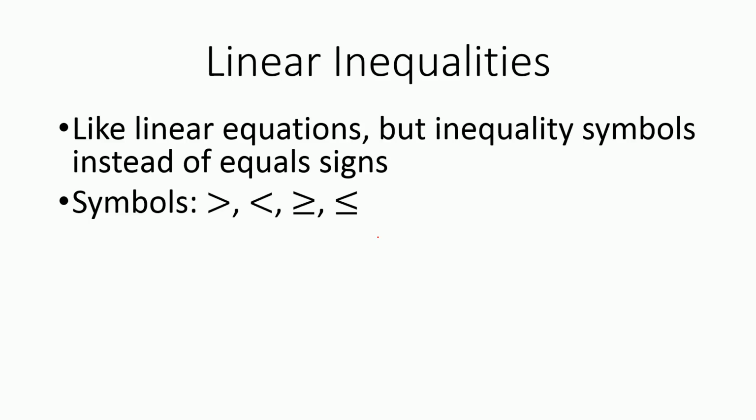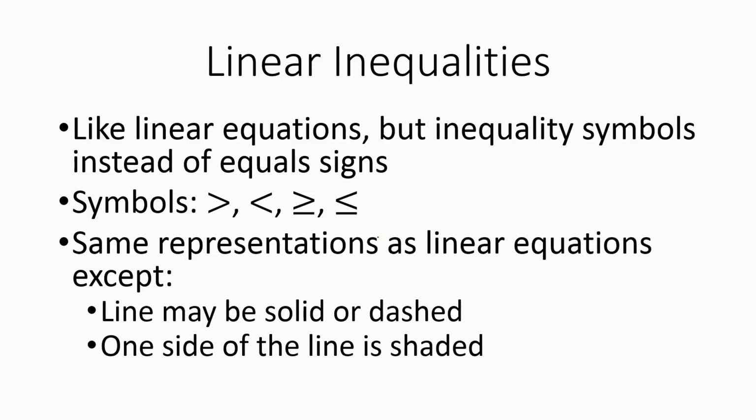But when we graph linear inequalities, there's two changes to the way we graph. A linear equation would have a solid line as a graph. With linear inequalities, the line may be solid or dashed depending on what type of inequality, and then we shade on one side or the other of the line. And that's the main difference between linear inequalities and linear equations.